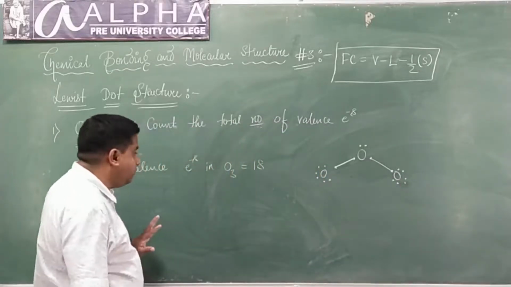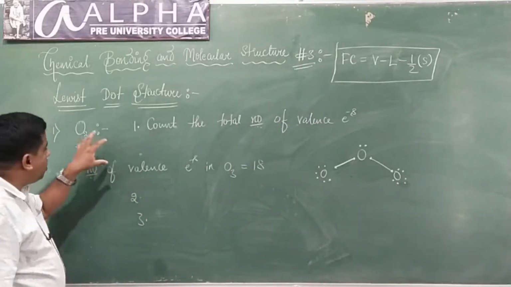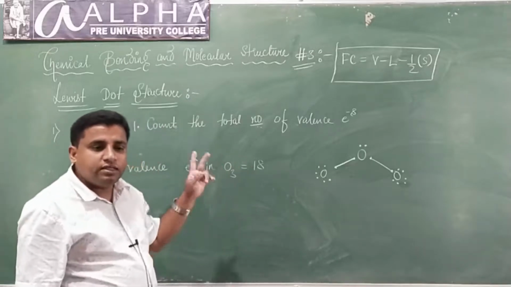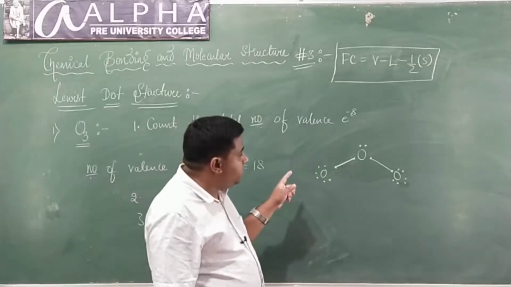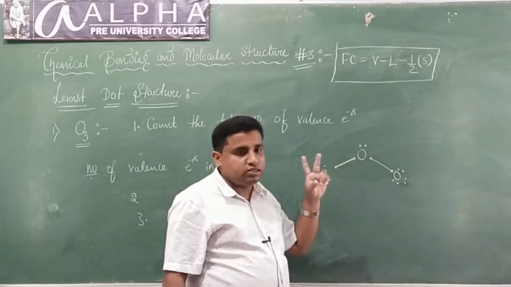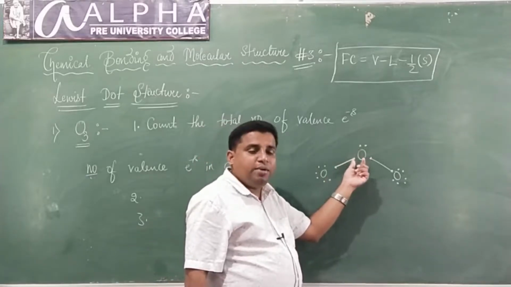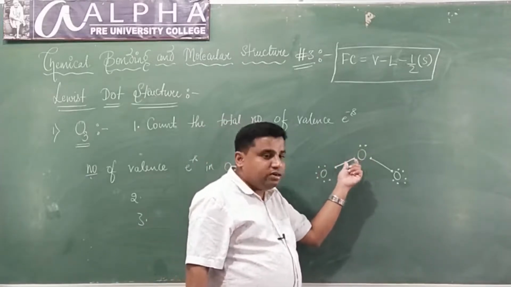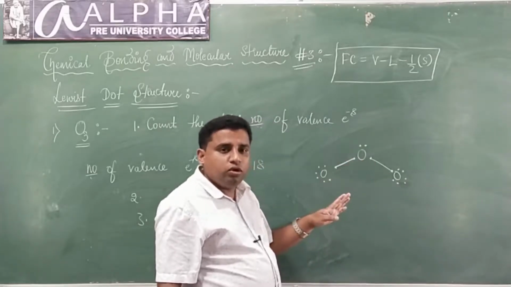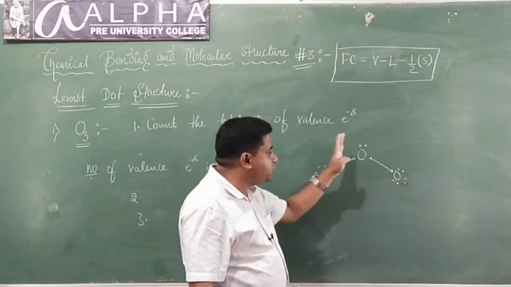That is the second rule. Did you understand? We have completed 3 rules. The first rule is count the total number of valence electrons. The total number of valence electrons is 18. The second rule is write one of the oxygen atoms at the center and distribute the other 2 oxygen atoms at equal distance. Third rule says join the central atom and the terminal atom by single bond. Fourth rule, distribute these 18 electrons among the 3 oxygen atoms.